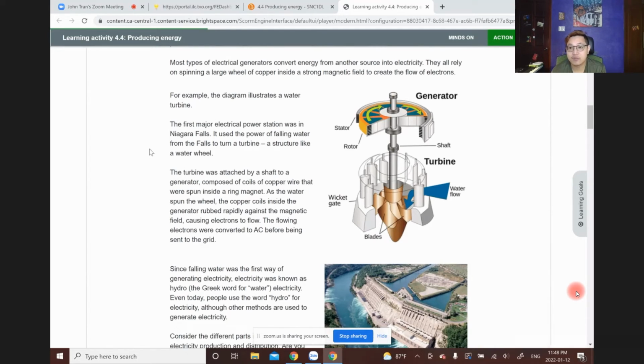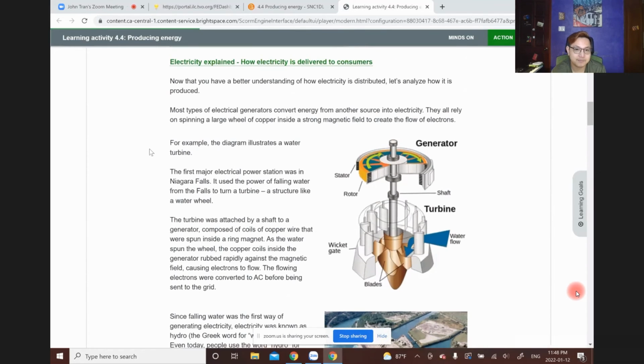So basically, it converts the flow of water into electricity through the generator and turbines. This same thing happens in wind energy and wave energy, because these convert the flow of wind and the flow of the waves of water to electricity using turbines and generators. Okay, please read that.